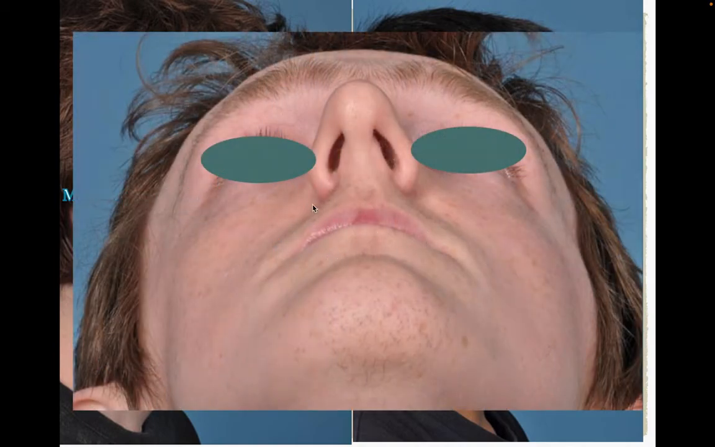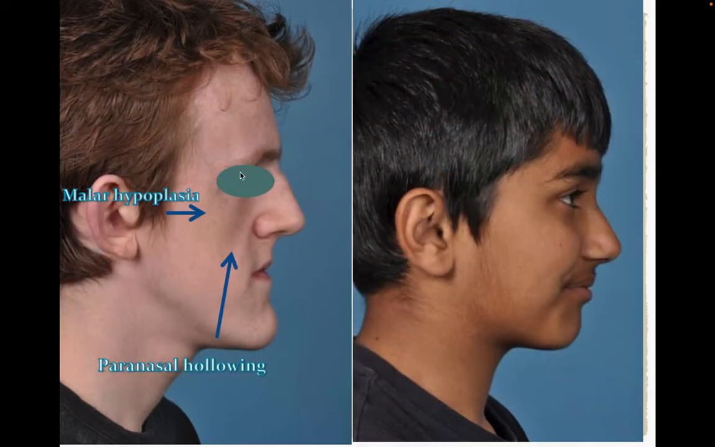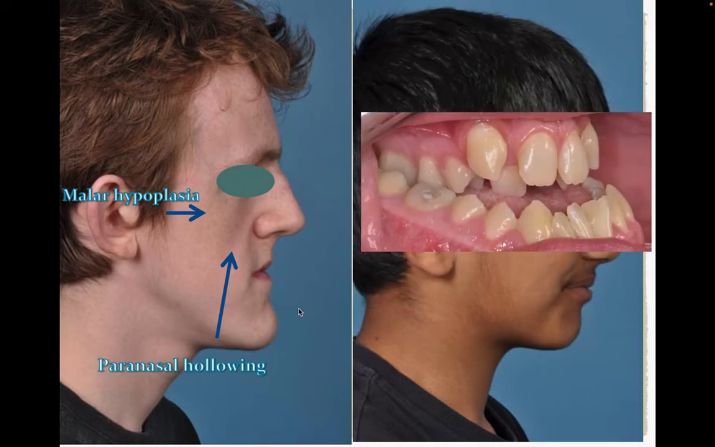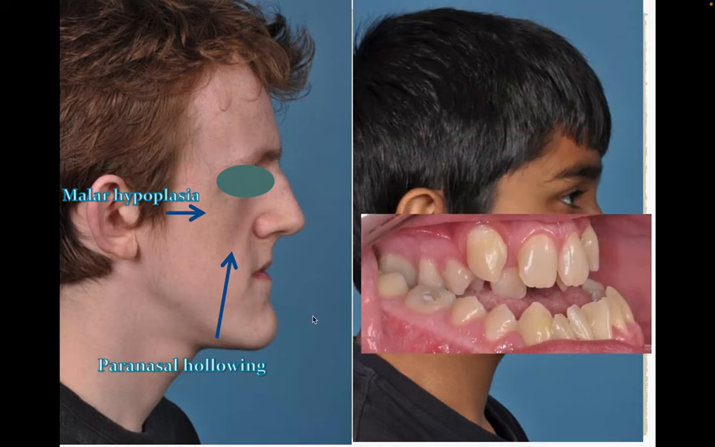As you can see here, that's what we call the paranasal hollowing. The area near the nose is hollow, is flat. There is nothing there because of the retrusion of the maxilla. So a patient with this maxillary retrognathism and mandibular prognathism, we expect a good class 3 malocclusion.